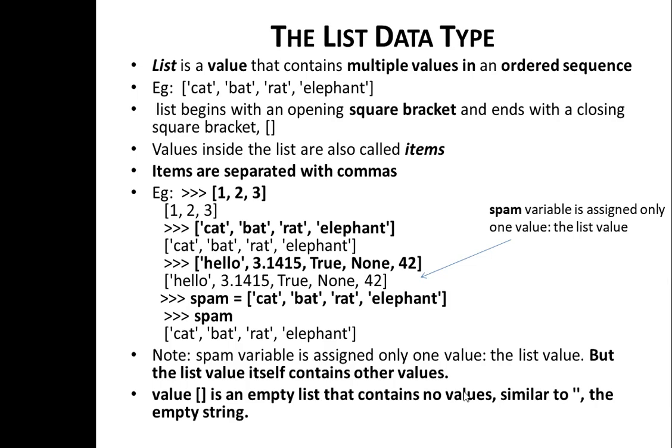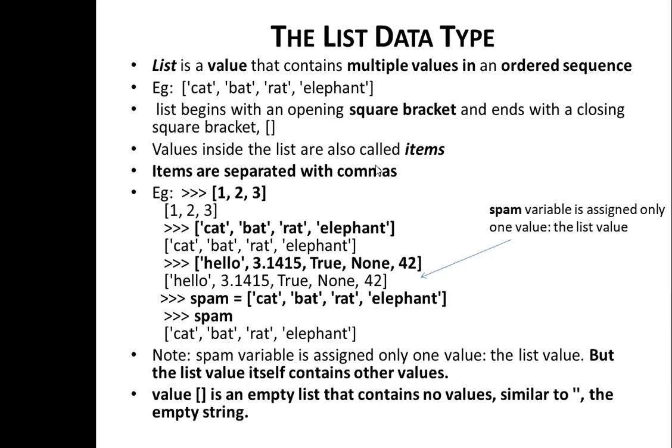So first, let's understand what is a list. List is a value which contains multiple values in an ordered sequence. For example, I have a case where I want to store these values cat, bat, rat, elephant in a particular place. Then I can go for list. So how do you create a list? You have to enclose all these values inside square brackets, and these individual values, we call them items. They have to be separated by a comma. Now, since these are strings, we are enclosing them in single quotes.